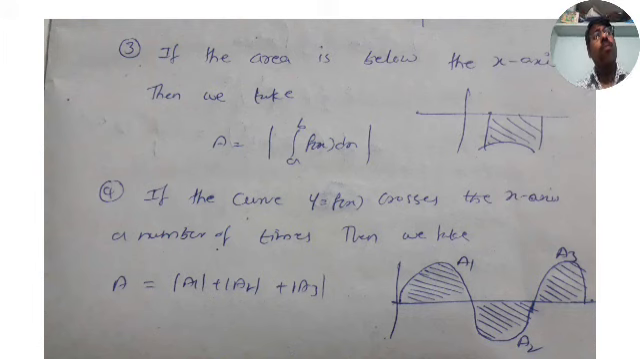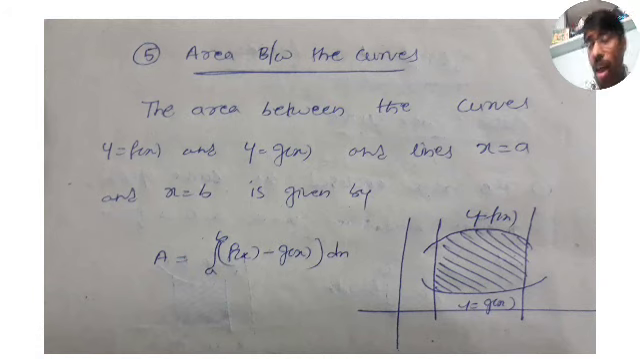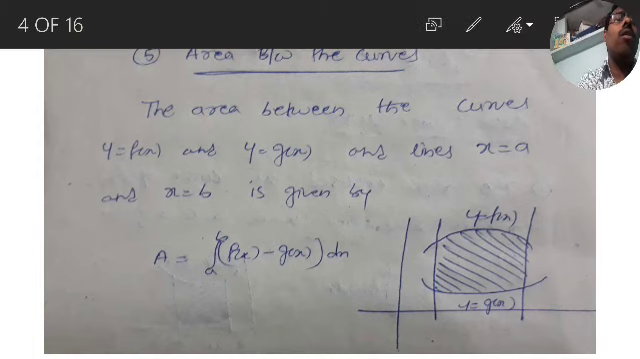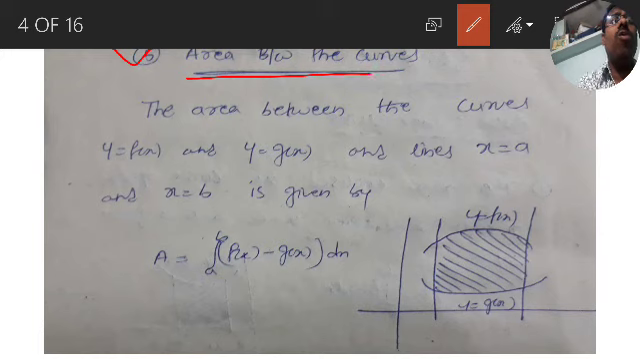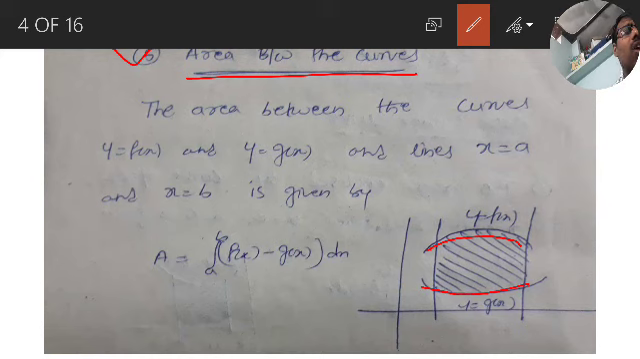Now a very important point is the fifth one, area between the curves. Up to now we covered a curve and the x-axis, and a curve and the y-axis. Now, area between the curves, a very important formula. The area between the curves y is equal to f of x and y is equal to g of x, and the lines x is equal to a and x is equal to b, is given by: this is the curve y is equal to f of x, and here the g of x curve, the line x is equal to a, the line x is equal to b.